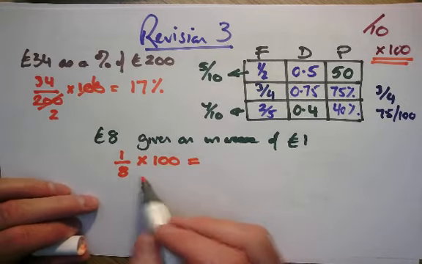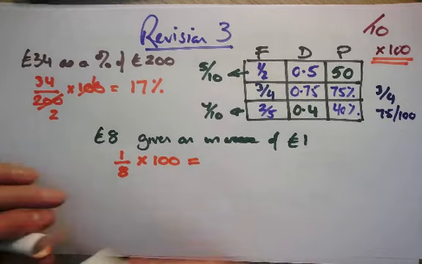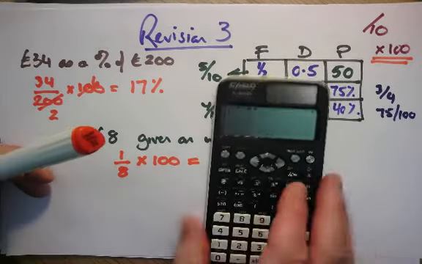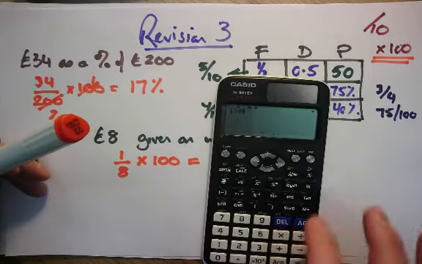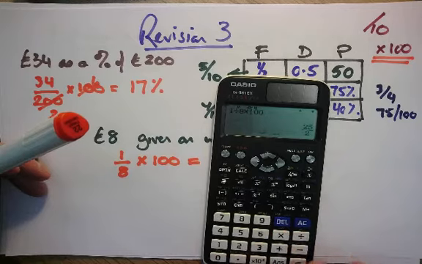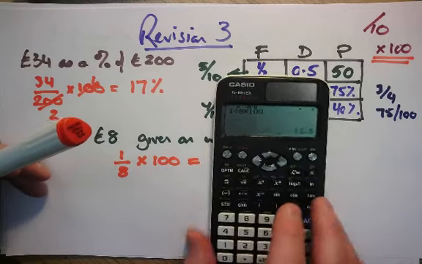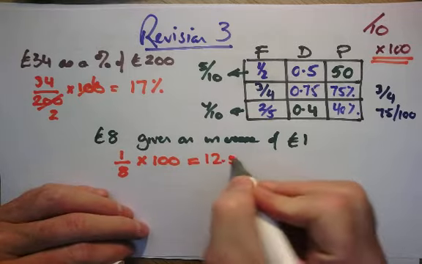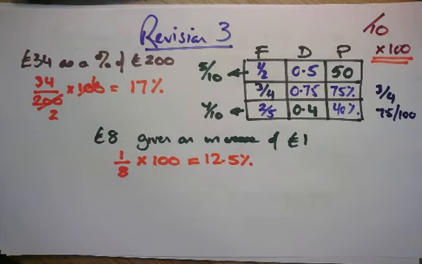So there you go. Now, again, this is harder to do if you don't know what that is. It could be a calculator question. So I do 1 divided by 8 times 100 equals, and press the S to D, 12.5. So you can see it's 12.5%.